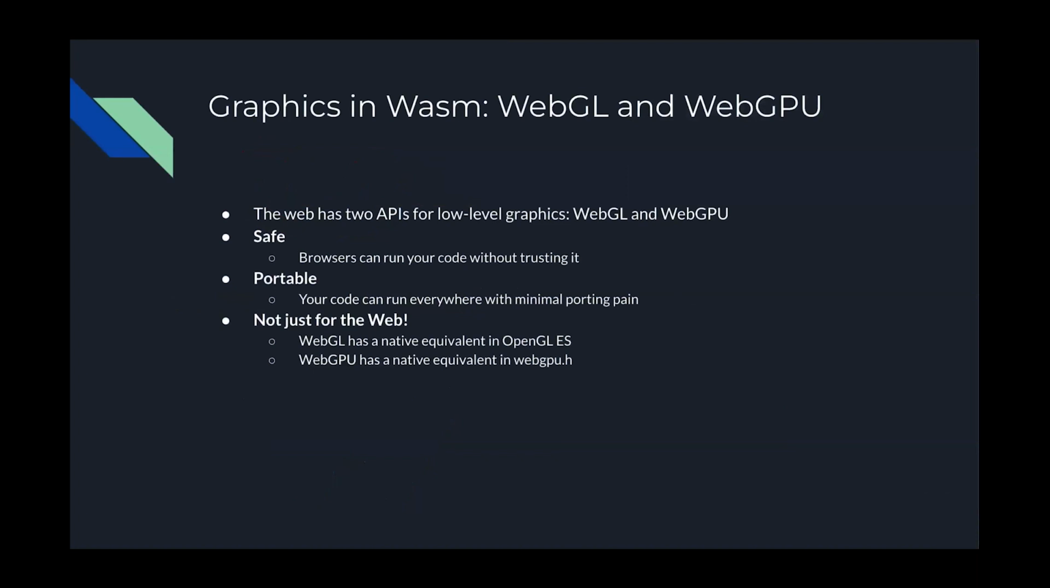So first, just an intro, right? Derek already mentioned WebGL and WebGPU are quite popularly used in WebAssembly applications. These are two APIs that exist on the web for low-level graphics, and they have some really key properties. So one is that they're safe, right? Browsers can run your code without having to trust it, and this is the most important property of the web, and of course applies to WebAssembly as well. In addition, it's also portable, just like WebAssembly. Your code can run everywhere with relatively little porting pain. It's very difficult to make GPU code quite as portable as WebAssembly, but we try pretty hard.